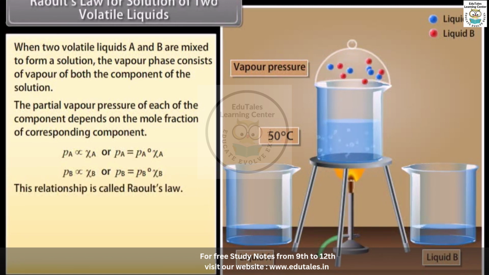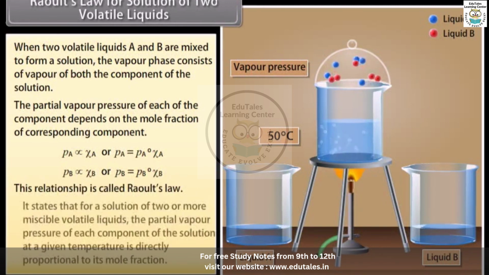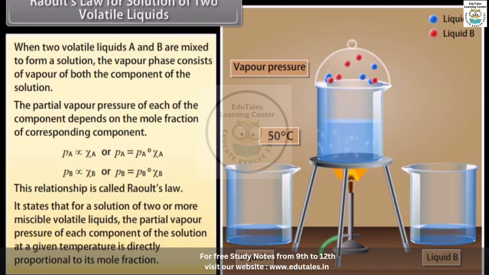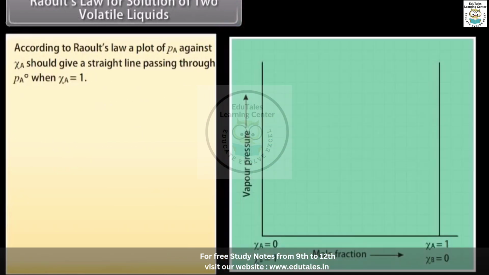This relationship is called Raoult's law. It states that for a solution of two or more miscible volatile liquids, the partial vapor pressure of each component of the solution at a given temperature is directly proportional to its mole fraction. According to Raoult's law, a plot of PA against XA should give a straight line passing through PA naught when XA is equal to 1.